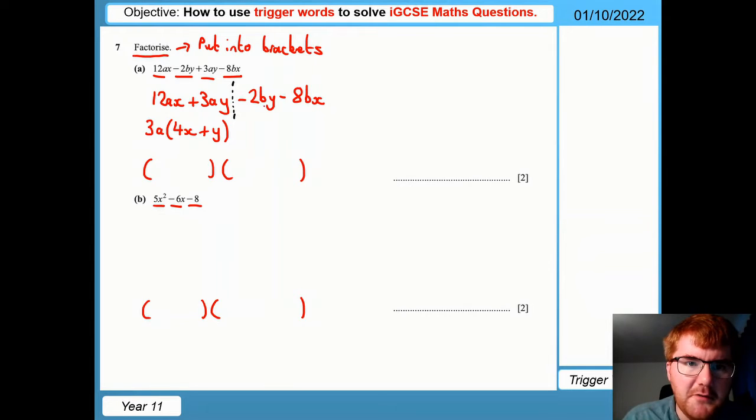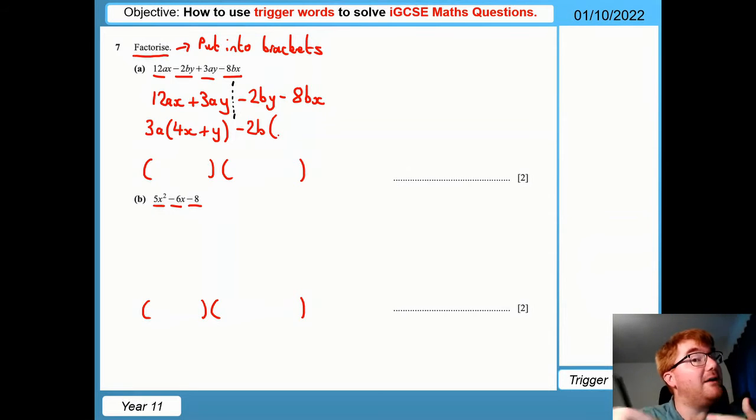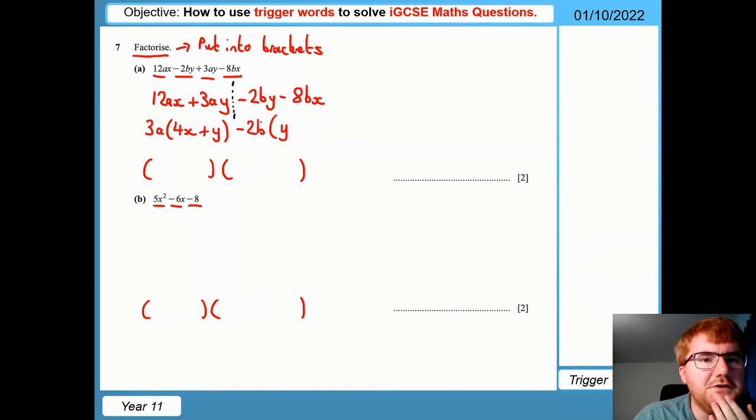So what do these both have in common here? Well, they've both got a minus 2b in common. And then we see, working backwards, what we need to get. So what do you do to minus 2b to get to just a minus 2by? Well, just a y. And this is where you have to be very careful. So what do you do to minus 2b to get to minus 8bx?